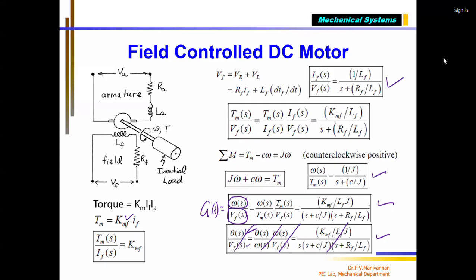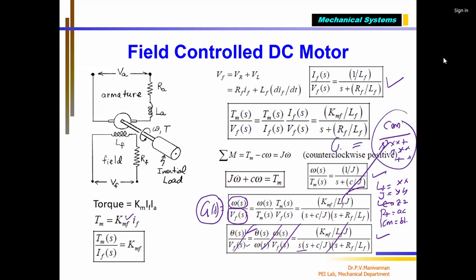Now, if LF is given some XX value, J is given YY, correct? And C is given ZZ, and RF is given, say AA, correct? KM is given BB something, correct? And you are asked to write the final transfer function, it means you can substitute all this and find it. You will get one numerator term, a constant. This will become a constant value divided by, in terms of S square plus something S plus some constant value. This will be your final transfer function G of S.